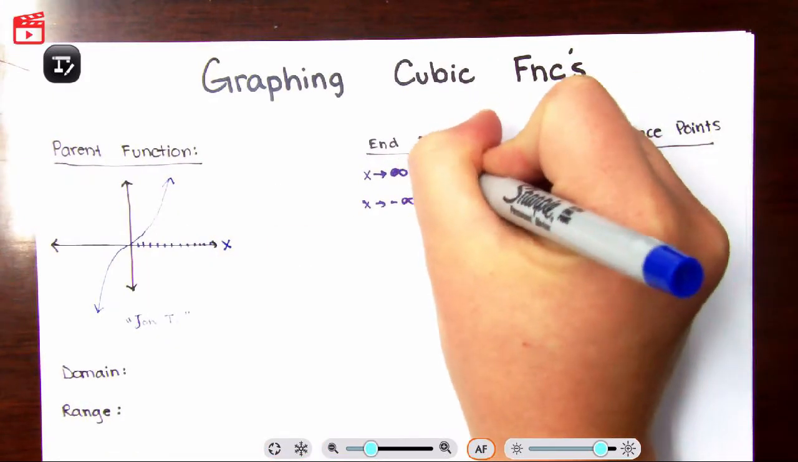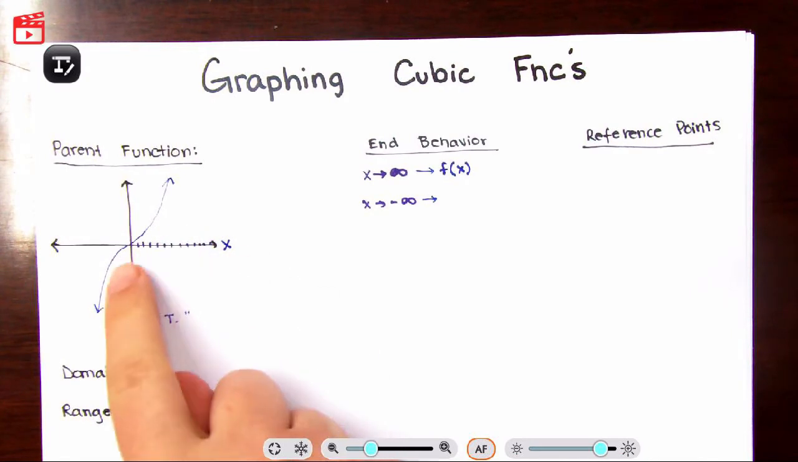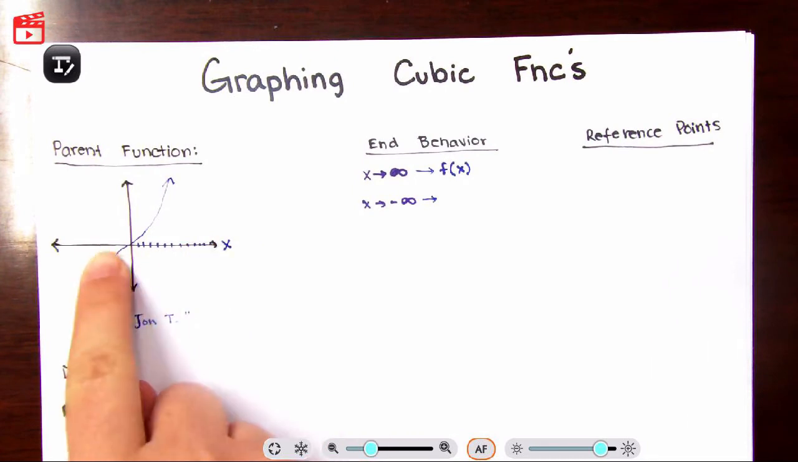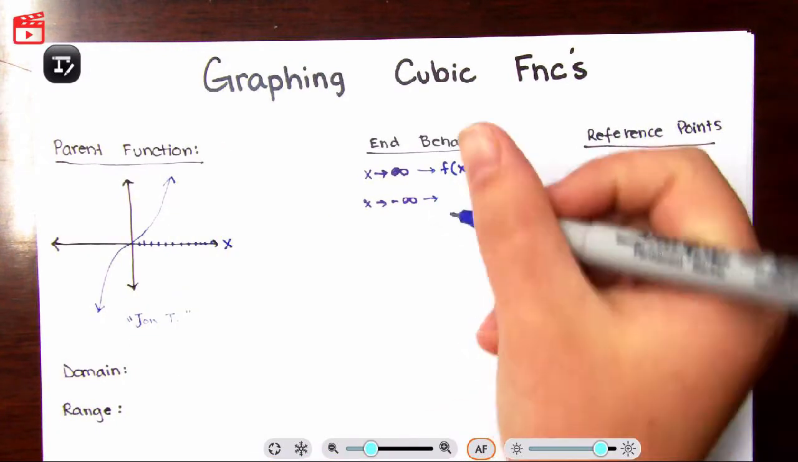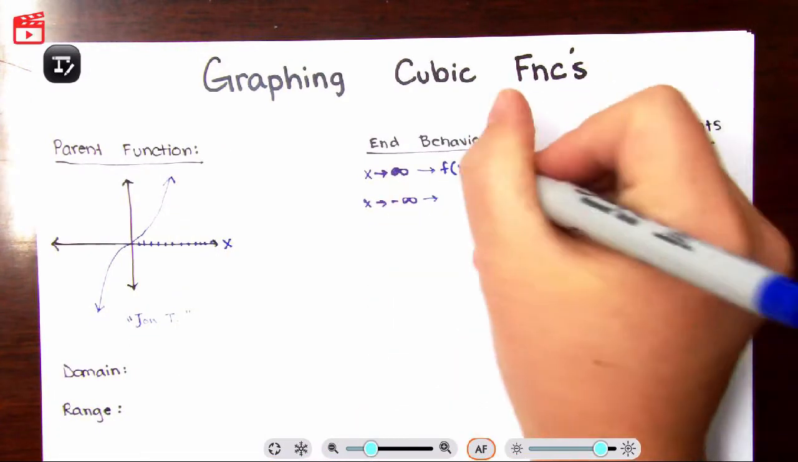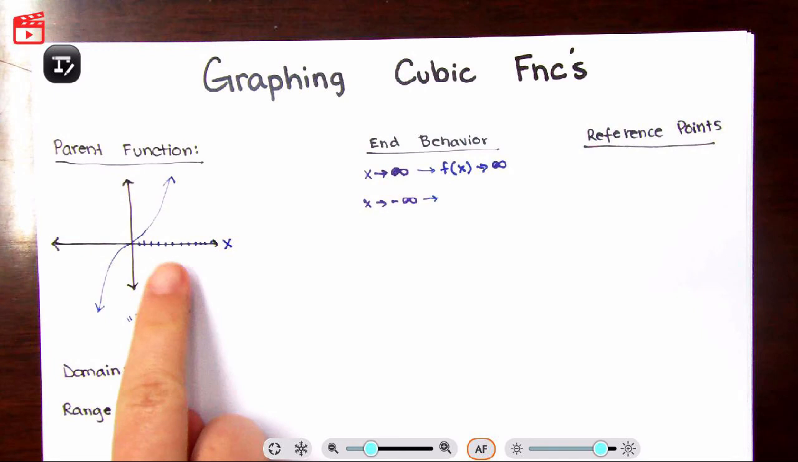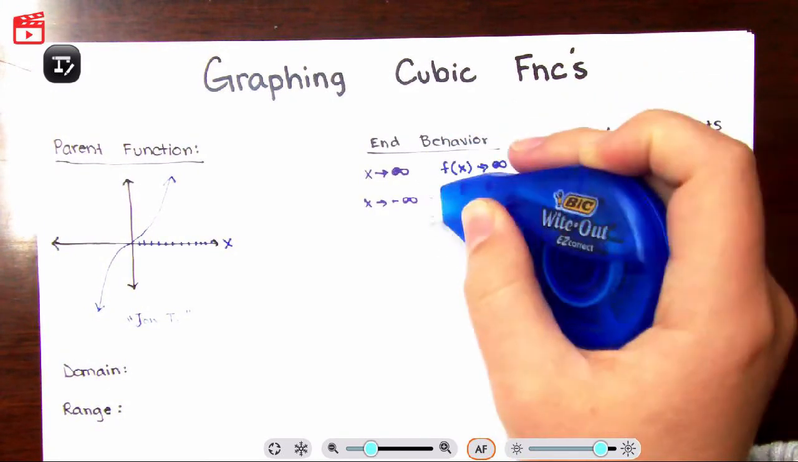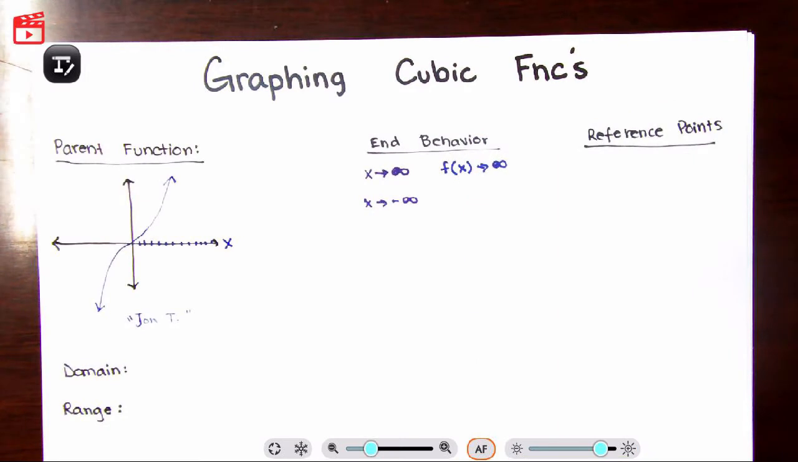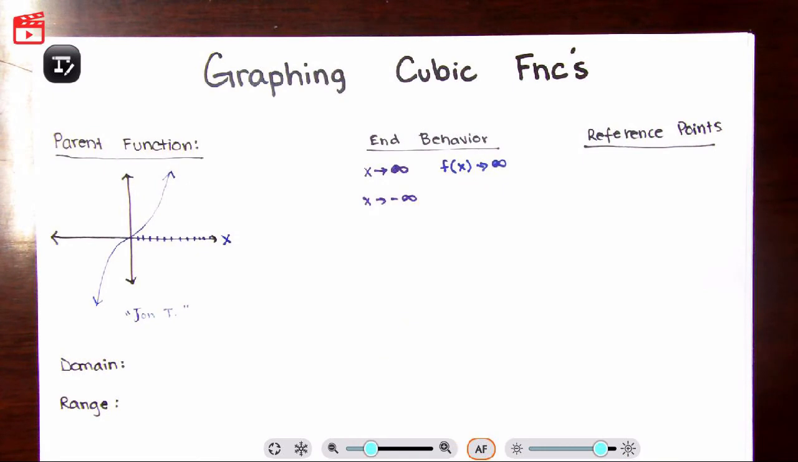So if you recall, y is just another way of saying f of x, or f of x is another way of saying y. As x gets really, really big in the positive direction, notice what happens to our y. Our y goes up, up, up, up, up, all the way to infinity and beyond. So when x approaches infinity, y, or f of x, approaches infinity. And again, this is the end behavior for the parent function. Oh, this should be a comma, not an arrow. The arrow represents approaching. So we have as x approaches infinity, f of x approaches infinity.